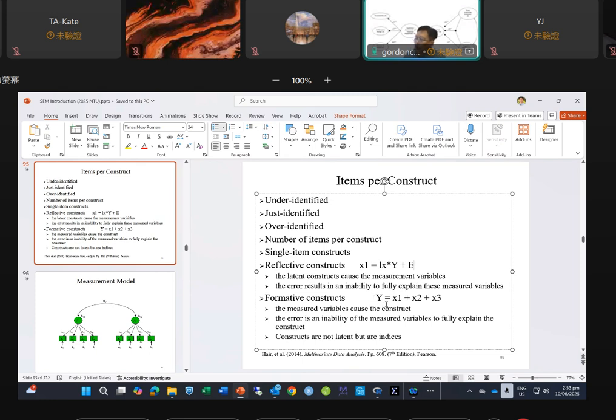You will notice that in this particular case, we cannot estimate an error term here. So you cannot estimate the measurement errors when you have a formative construct. There is also an error term here, but this error term only reflects how well these items can be used to predict y. It is not the measurement error of the items. One example is socioeconomic status.